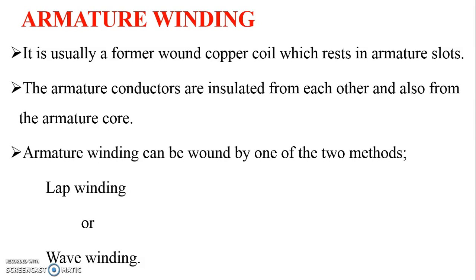So next is the armature winding. It is usually former-wound copper coil which rests in the armature slots. The armature conductors are insulated from each other and also from the armature core. The armature winding can be wound by using one of the following methods: one is the lap winding method and another one is the wave winding method.